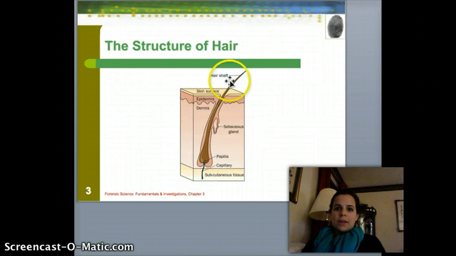So here's a structure of the hair within the skin. You can see the follicle here, some glands that produce oil for the hair, and then the hair shaft that comes out. Remember that the DNA is found in this part, the follicle of the hair.